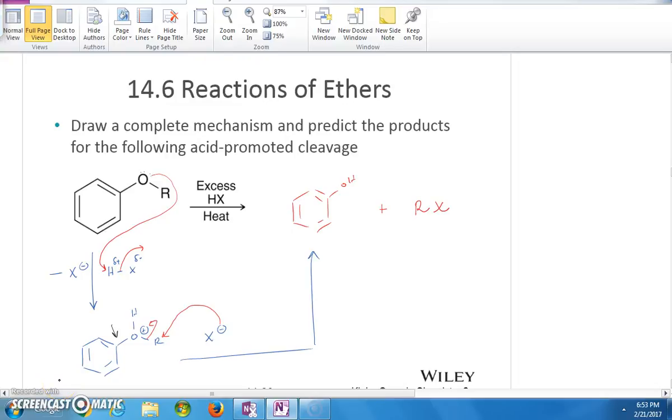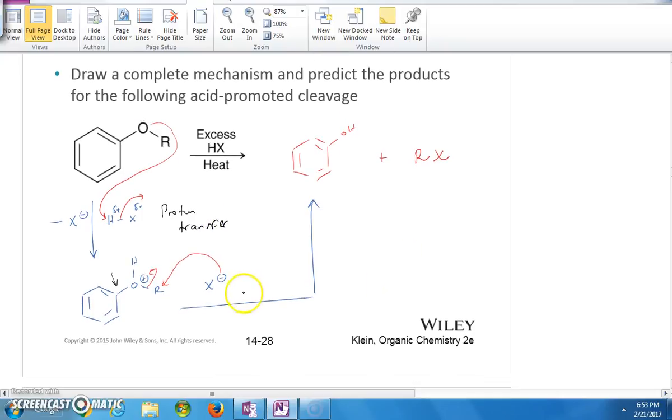So like I was saying, if you look at this mechanism and if you look at the product outcome, the first step is a proton transfer. Then you have a nucleophilic attack, and subsequent loss of the leaving group. Okay?